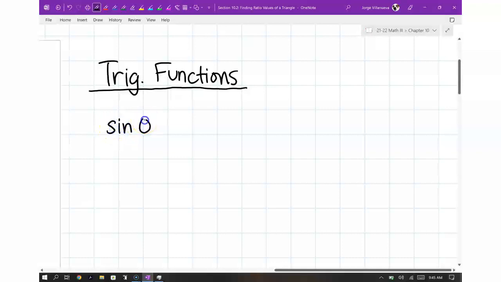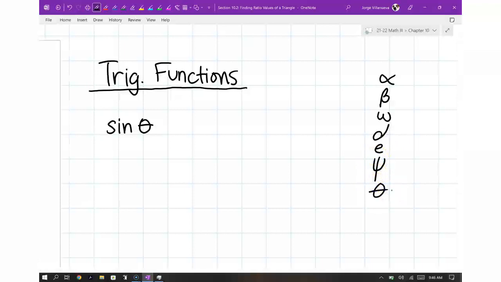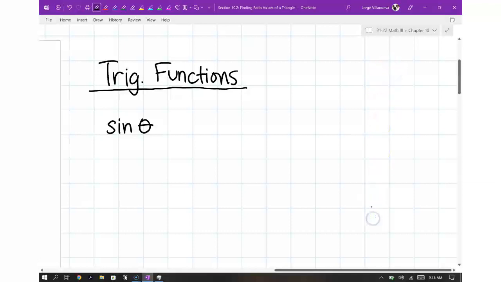So sine of theta. That symbol right there that looks like a 0 with the line straight across is called theta. It's a Greek alphabet letter. A lot of times for angles, we tend to use alpha, beta, gamma, delta, epsilon. We'll use phi, and most of the time for angles, we use theta. We tend to use a lot of Greek in trigonometry. So don't worry about writing those down, but the most common one for an angle is theta.